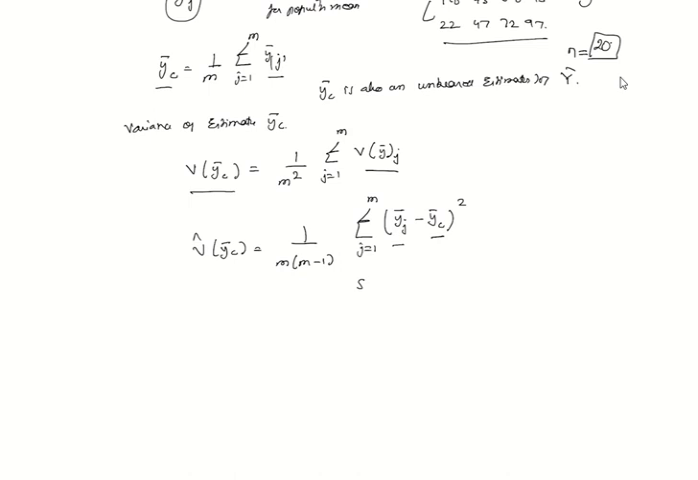This is a sum of squared deviation of overall sample mean from individual sample means. So this gives an unbiased estimate of the variance of ȳ_c, but it is not very precise.